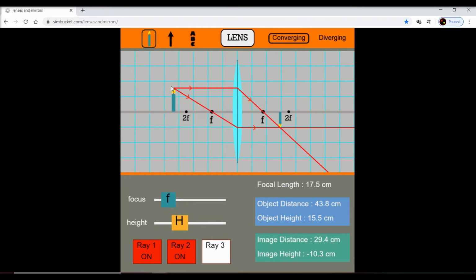Second ray goes through the focal point and then travels parallel to the principal axis after refraction. This is how the third ray travels. All rays meet at one point on the other side, which is the image of the tip of the flame.